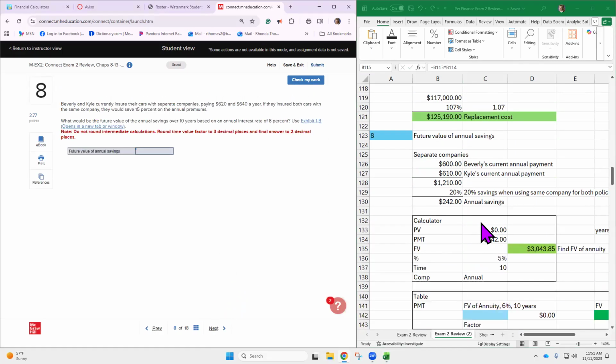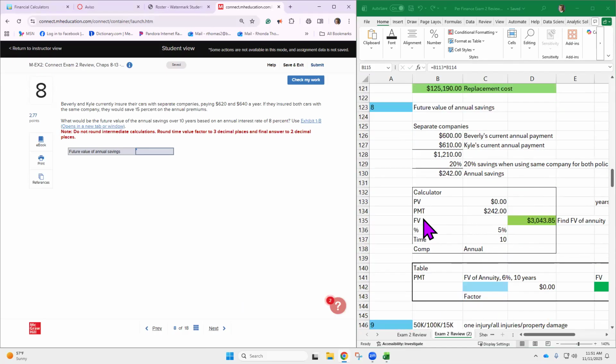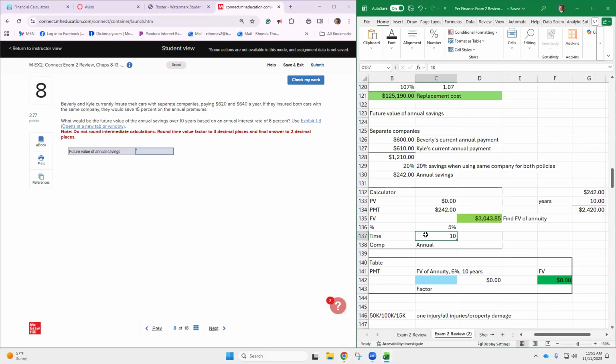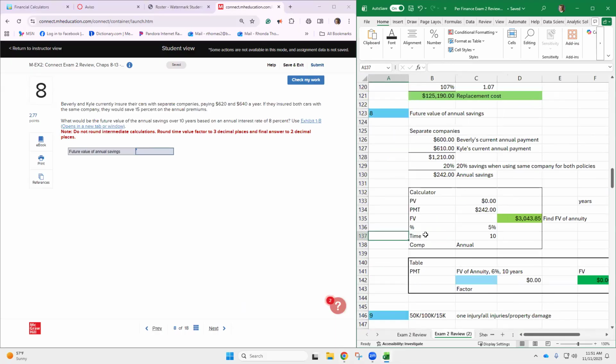All right, let's go to 8. So you oftentimes will get savings on insurance if you bundle them together, kind of like the commercials tell you. So Beverly and Kyle currently insure their cars with separate companies, paying $620 and $640. So I'm going to write those two down. Here's how much Beverly's paying a year, and here's how much Kyle is paying a year. So here's their total insurance premiums for the year. If they bundle and insure both cars under the same company, they will save 15%.